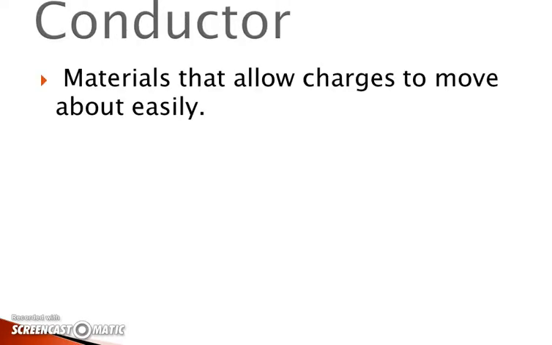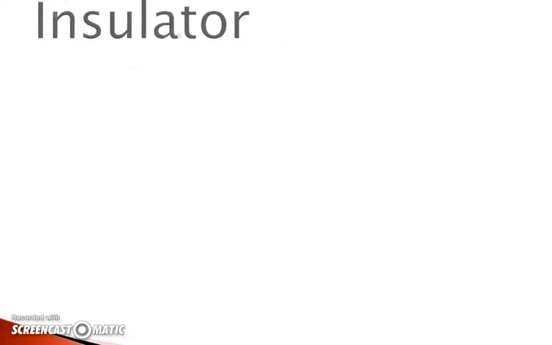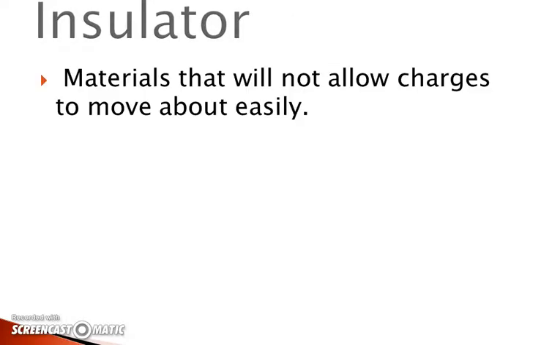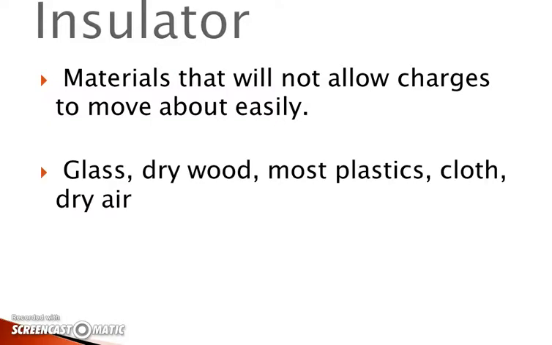So we have a couple of terms. Conductor is the first. It's materials that allow charges to move freely through them. So think about metals. And then we have insulators, and that's the opposite. So charges do not move easily or freely through those. So glass, dry wood, most of your plastics, cloth, and dry air.